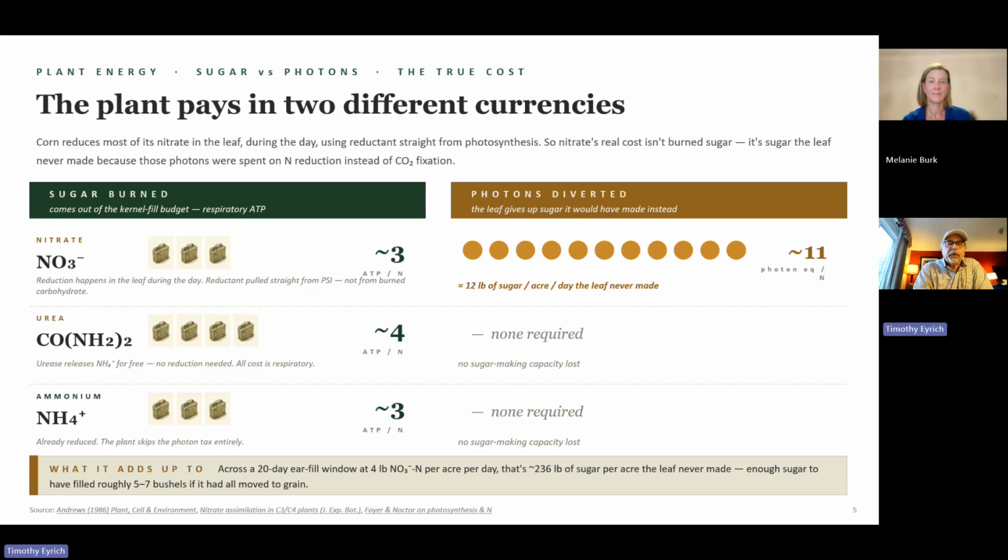Where actually there's 12 pounds of sugar per acre per day in this V5 to V8 stage that the leaf never made that could make kernels, used to make nitrate available. So the question, Tim: how do we make that conversion a bit easier for the plant, or make the plant focus on the type of nitrogen that we want it to?